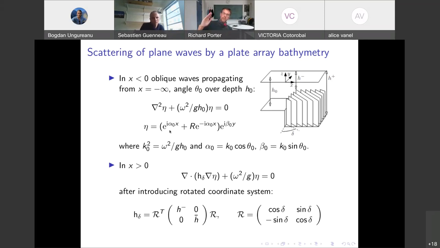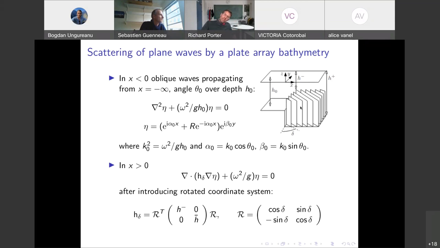It's an oblique plane wave. So I've got an obliqueness theta naught, that's the angle with respect to the positive x-axis, and it gets reflected back with a reflection coefficient r. So that's the solution in x is less than zero. There's lots of symbols here. I don't really want you to focus on the symbols so much, just on the problem that I'm trying to solve and what I'm trying to tell you about the problem.